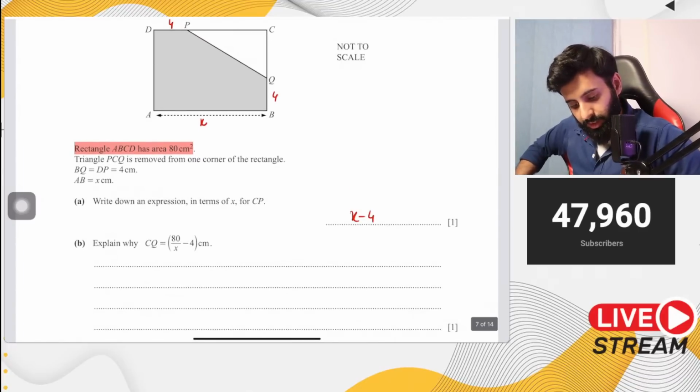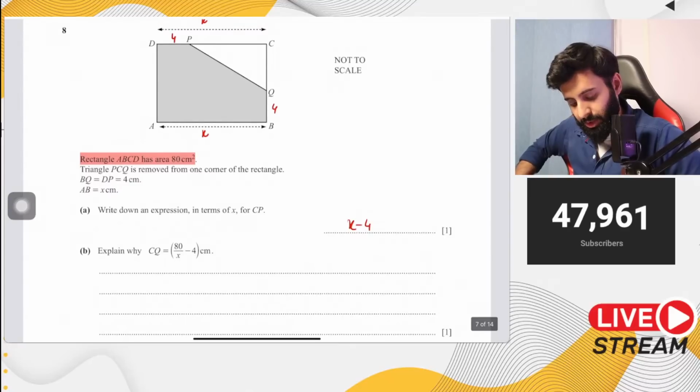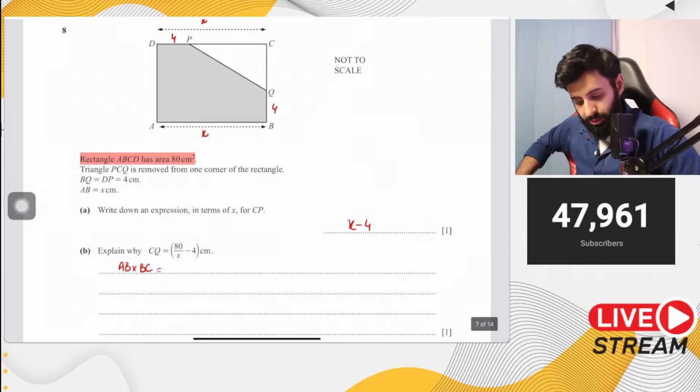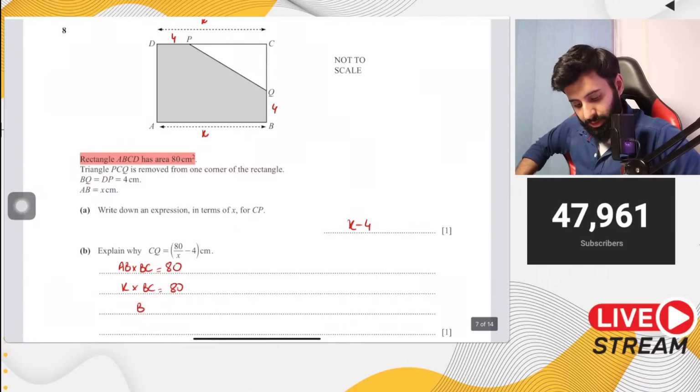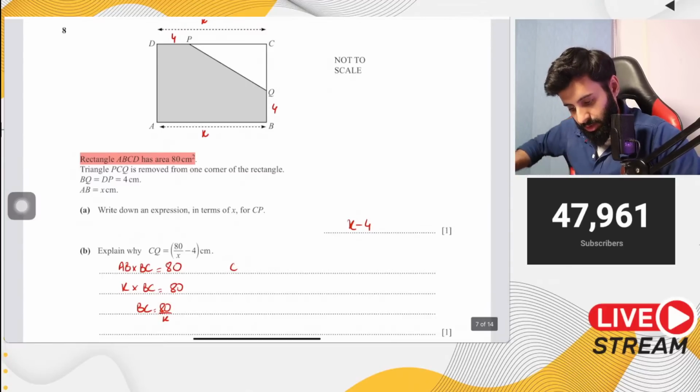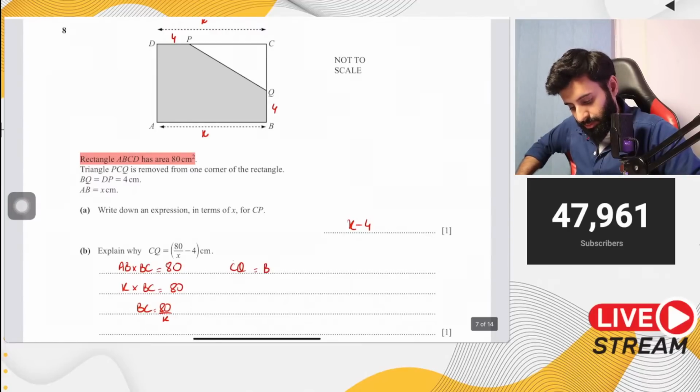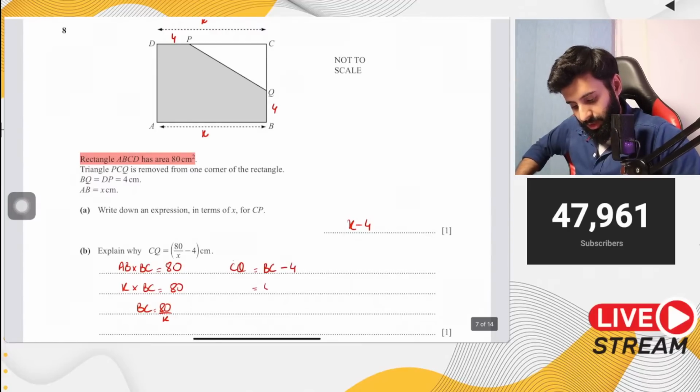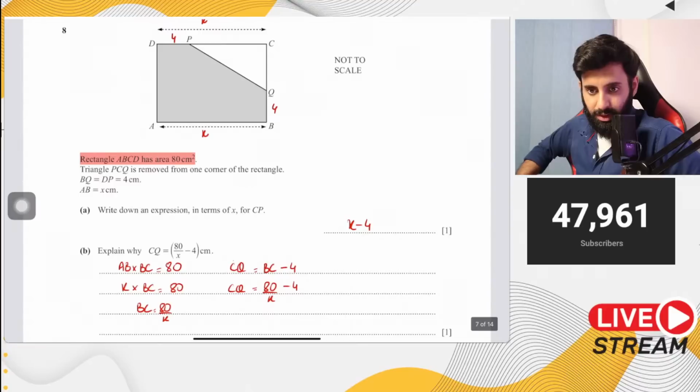That's your answer. Then it says explain why CQ is 80 upon X minus 4. Notice that you're told the area is equal to 80. That means AB times BC will give you the area, which is equal to 80. AB you already know is X. BC you don't know, so BC is equal to 80 upon X. Now CQ can be found by taking BC and subtracting 4, which means 80 upon X minus 4 is equal to CQ. And there you go. That's your answer.